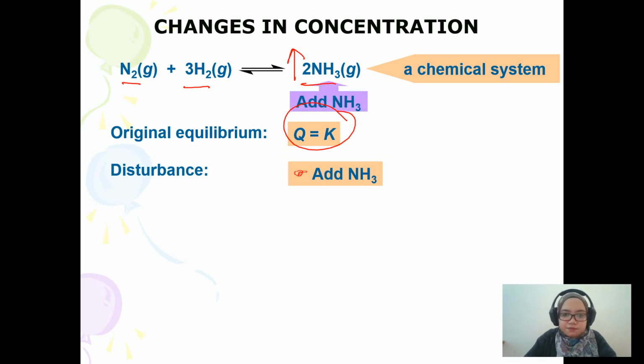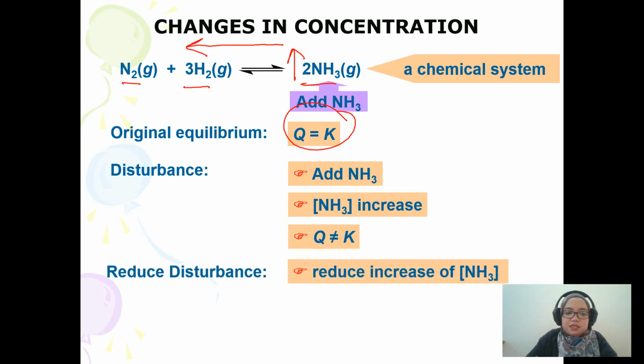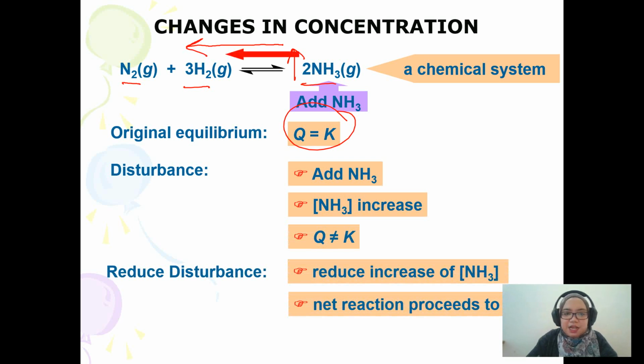So now, how to reduce the amount of NH3? The equilibrium position will shift to the left so that it can consume the NH3 here. So, to reduce the increase of NH3, the net reaction will proceed to the left. Okay, so now the new equilibrium will achieve Q equals K balik.